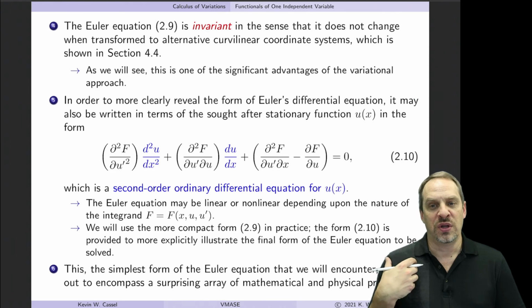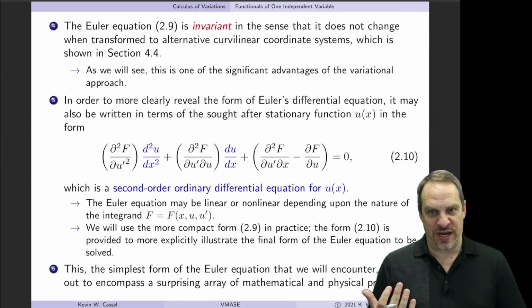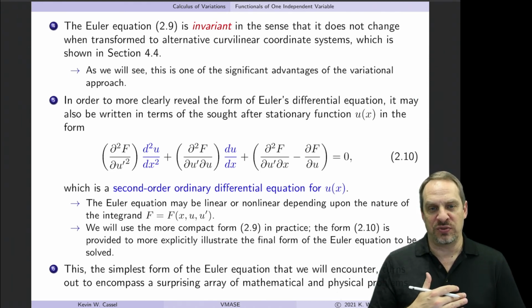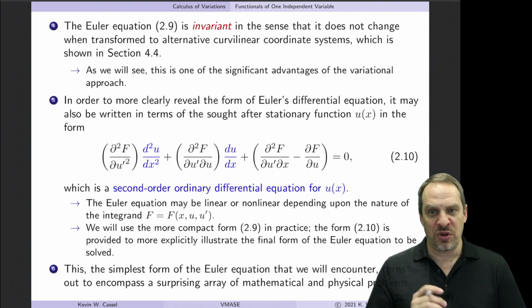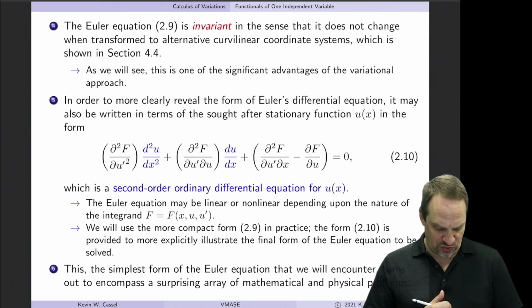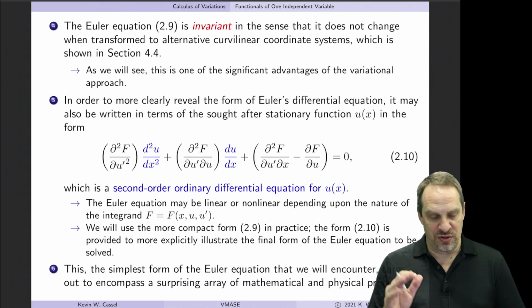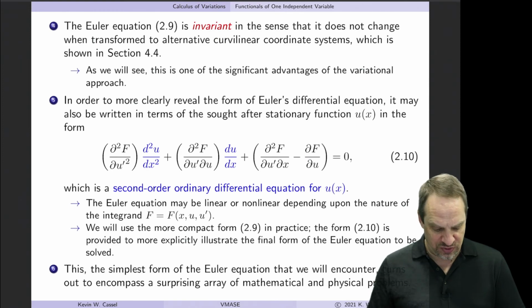Now I've said that this is actually the simplest form of the Euler equation that we'll encounter, but it's also one that has widespread applications. In fact, all of the examples from chapter 1 that we looked at, optics, shape of a liquid drop, and the river crossing trajectory problem all fit within the context of this Euler equation. And there are many others as well. So it's a very powerful case.